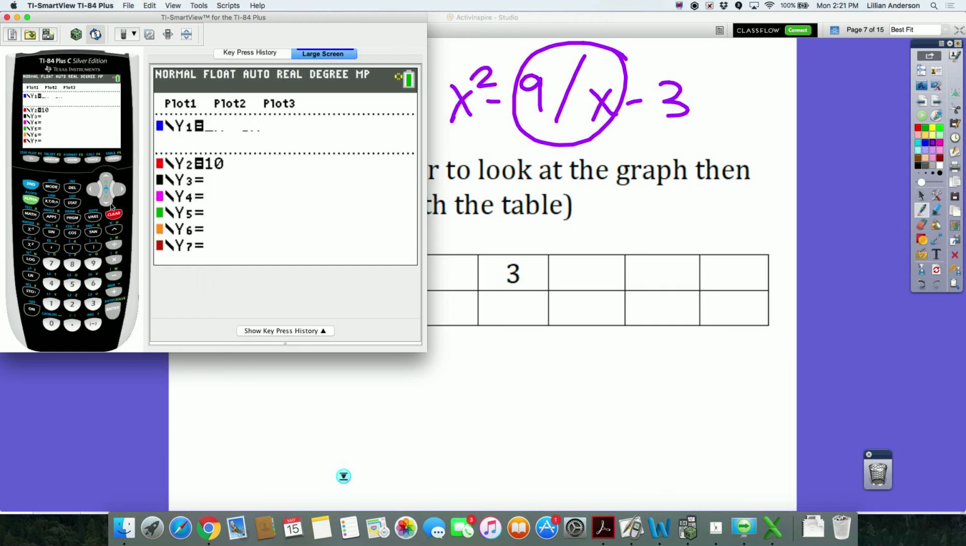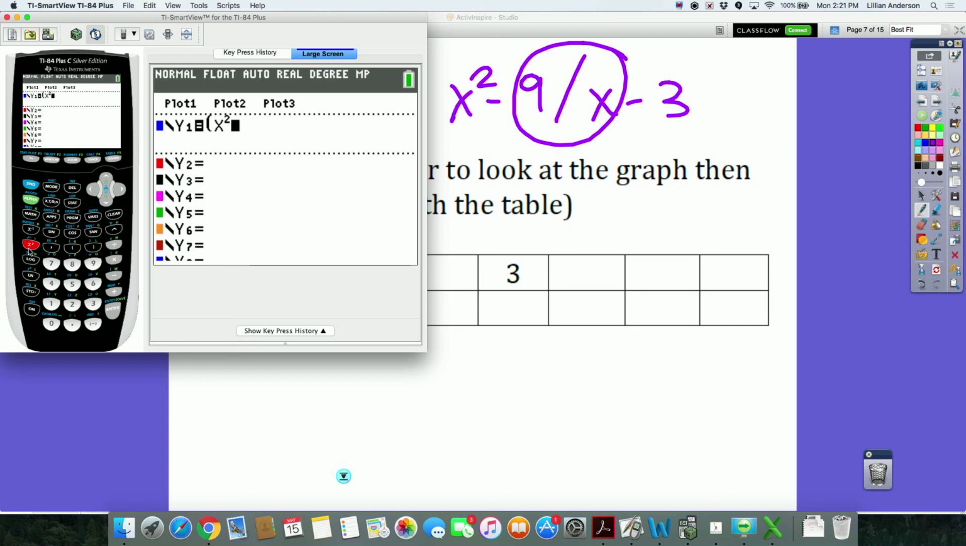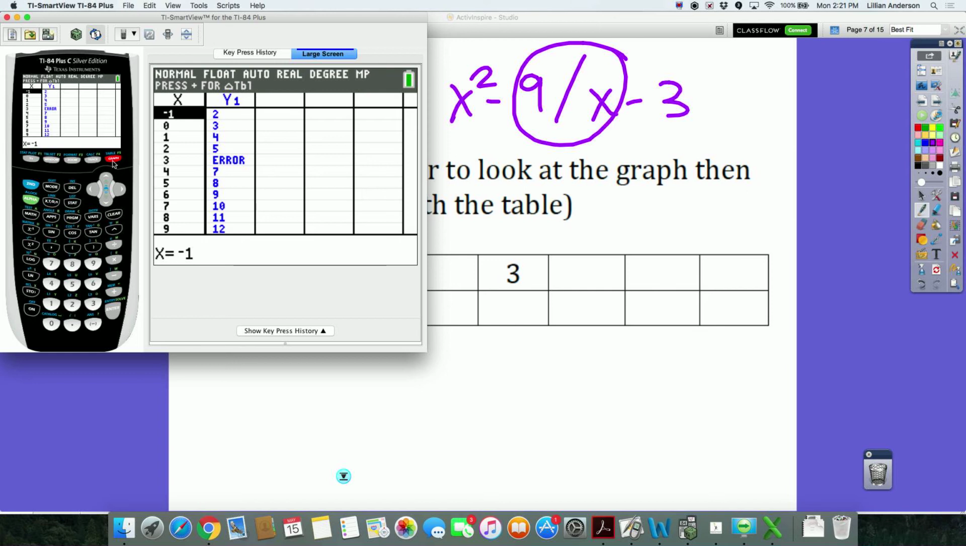I got 13. So I'm going to clear this out. Well, you will get an error at 3, but we're concerned about what's happening as you approach 3. Oh, I see where it says error. See, I put mine in differently. Okay. So I'm going to go back to my table.